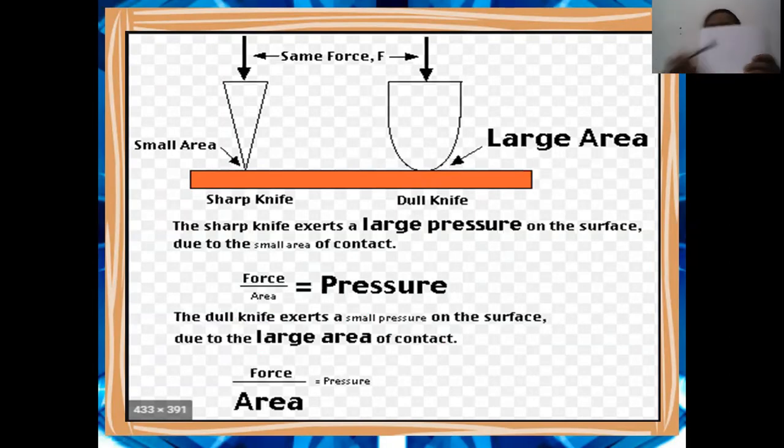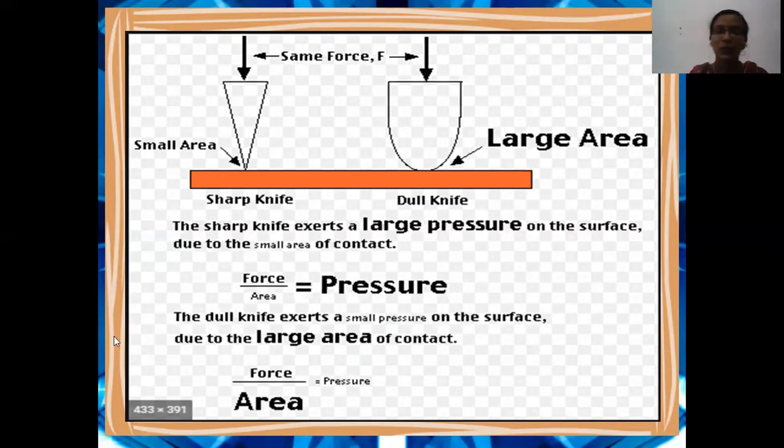Now the tip of the pen is very thin, so it will apply more pressure, because the contact area between the nib and the surface is less. But now when we are using the back part, what happened? Surface area is increased, so it means less pressure.